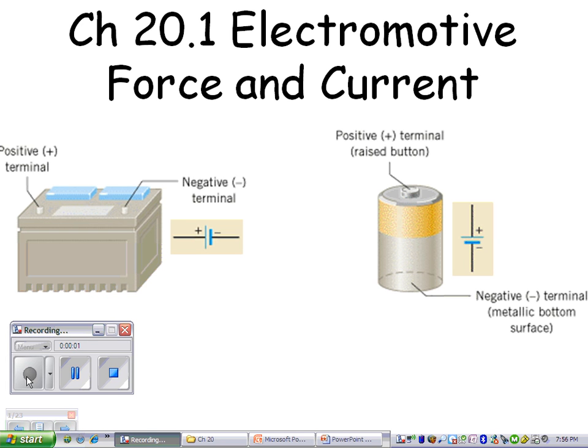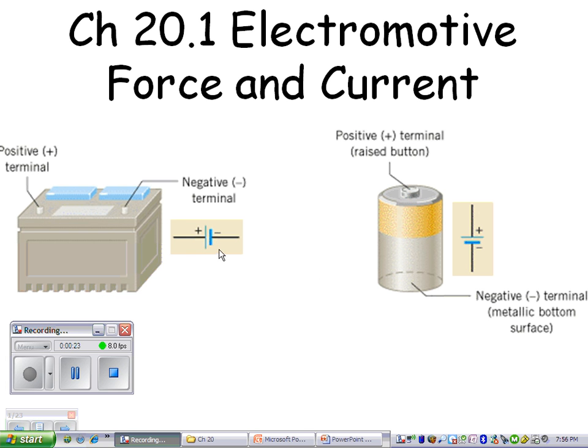In this lecture, we're going to discuss electromotive force, current, resistance, potential difference, and basically talk about Ohm's law. We have a picture of two kinds of batteries here, and you'll notice that there's a battery symbol. The longer line here is positive, and the shorter line is negative.